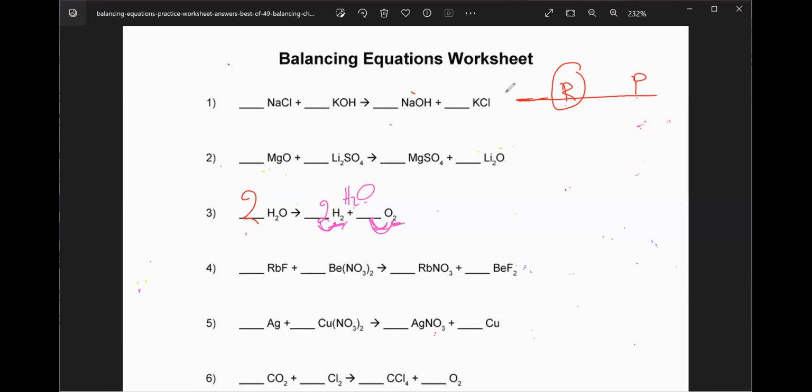Okay, what are the elements that we have? For the first one we have rubidium, Rb, and fluorine, F, and beryllium, and nitrate as a whole. No, just count till here, because whatever I have here, it will be here.